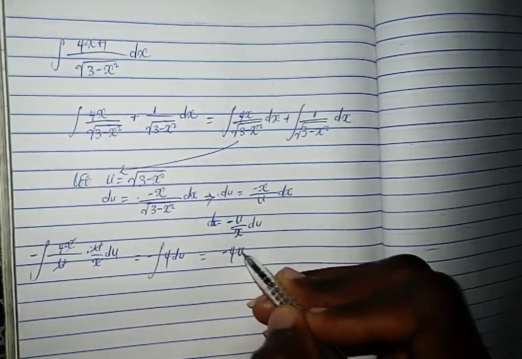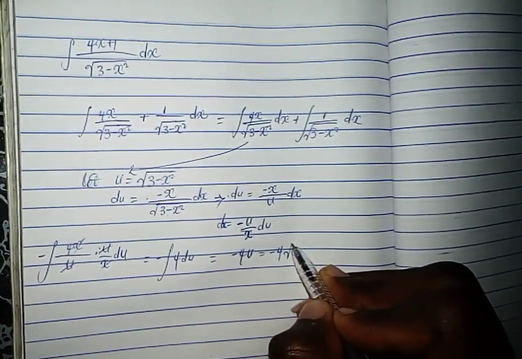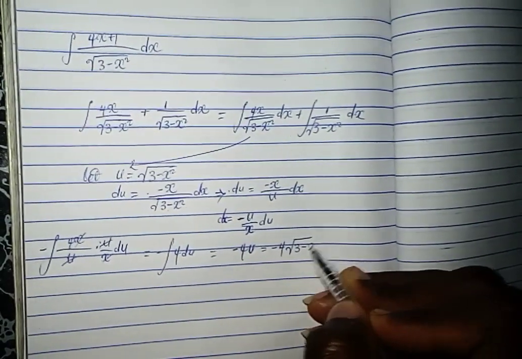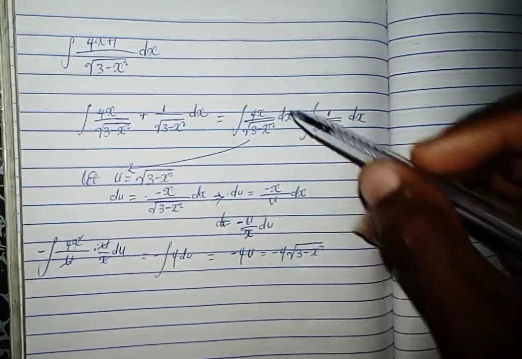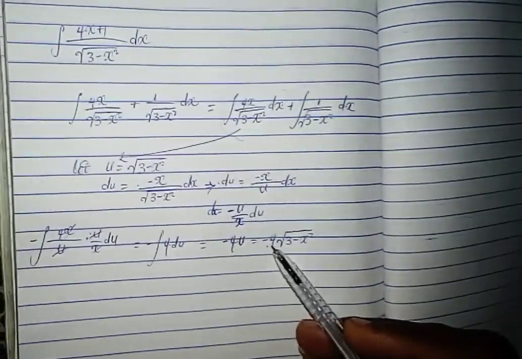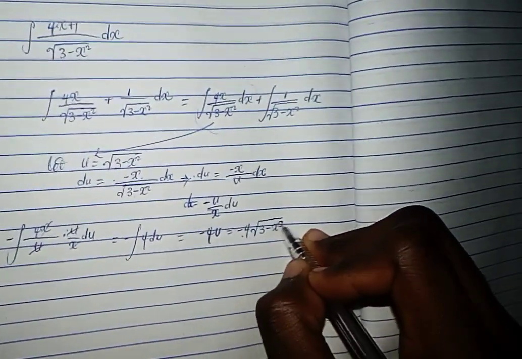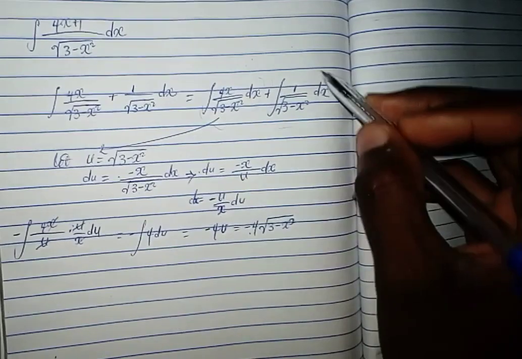And what is our u initially? Our u was the square root of 3 minus x squared. So after integrating the whole of this, we got minus 4 root 3 minus x squared. And that is not the final answer. We have to integrate the whole of this as well.